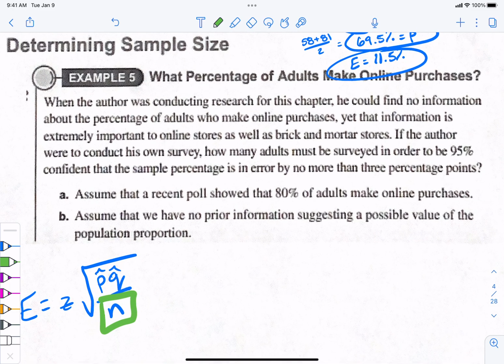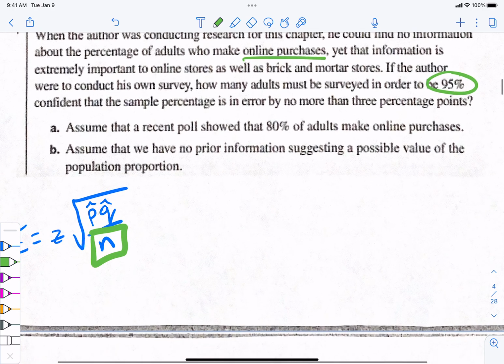When the author was conducting research for this chapter, he could find no information. This is important because you'll have one like this on your homework. He could find no information about the percentage of adults who make online purchases. Yet the information is extremely important to online stores as well as brick and mortar stores. If the author were to conduct his own survey, how many adults must be surveyed in order for a 95% confidence level? Okay, that's the only information they're giving me.